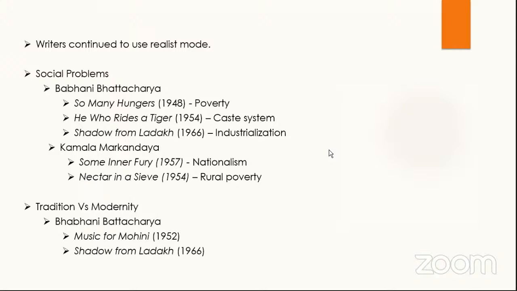One of the works that dealt with this theme is Music for Mohini, which again was written by Bhabani Bhattacharya, where Mohini is his protagonist. This girl is from the city and then she's married into a rural conservative family. And the novel is about how the transition from this westernized woman to a traditional woman takes place, and how she handles this transition. So that's what this is about.